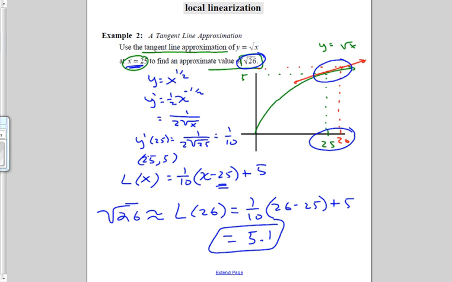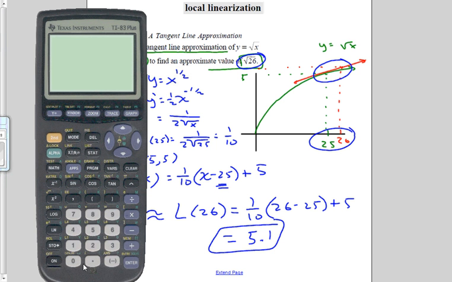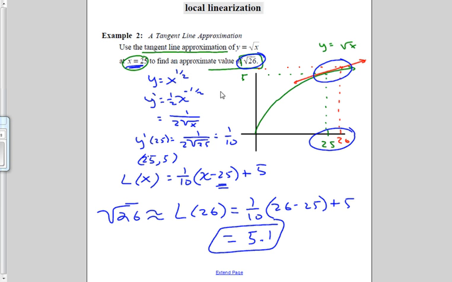So the question is, how well did this model work? Let's take a quick check. If we open up our calculator and we find the square root of 26, ideally it's going to be close to 5.1, and in fact it is very close to 5.1. So our approximation worked pretty well.